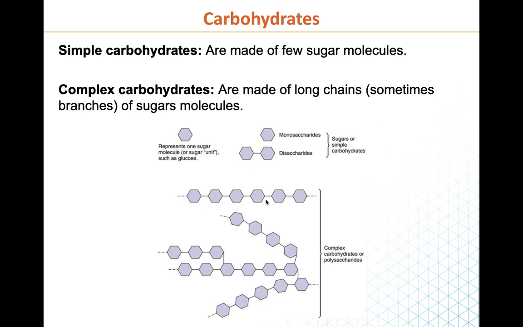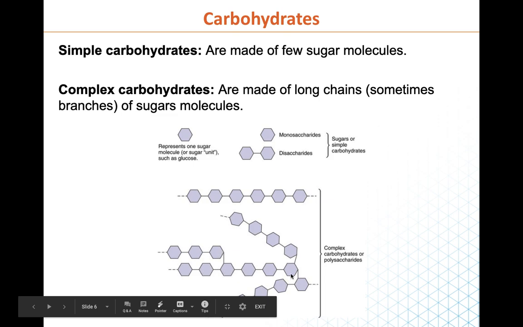Complex carbohydrates, however, need to be digested further before they can actually be used. And this is actually a pretty good thing. You can see the complex carbohydrates are made up of long chains of sugar, or they can even have branches sometimes, like in this case.